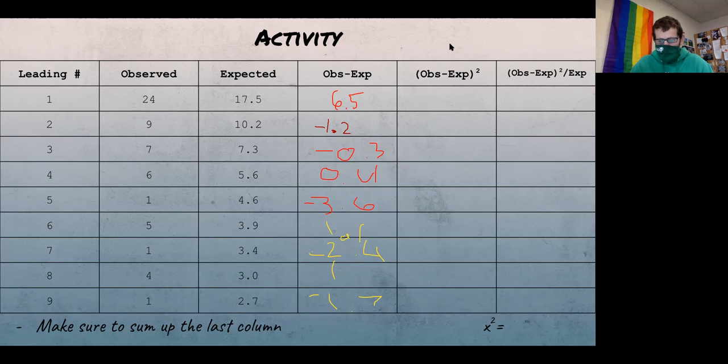Now we can take this and we can square it. 6.5 squared. I know you know how to do squaring, but I'll just fill in the first one. 6.5 squared, just so I can say I contributed, is 42.25. All right, and fill in the rest of that.